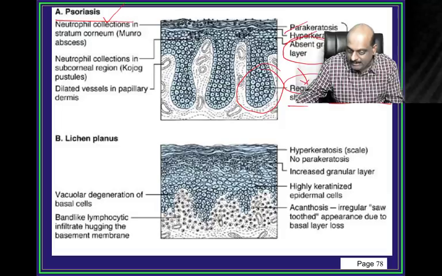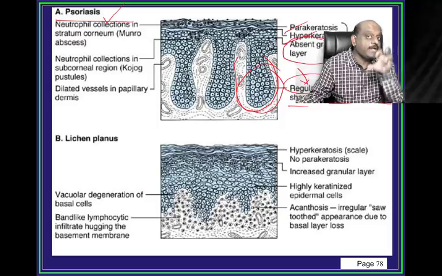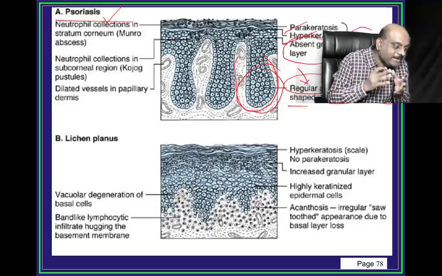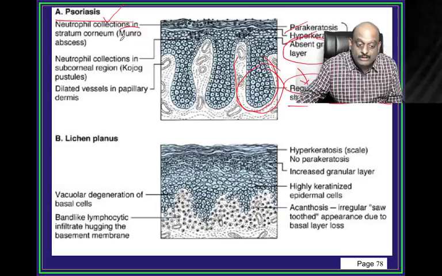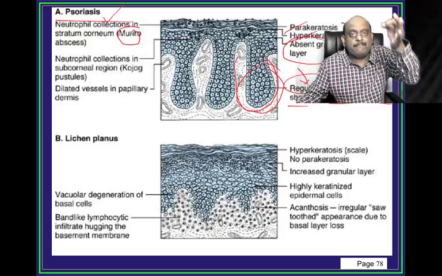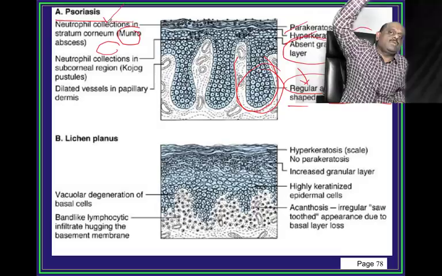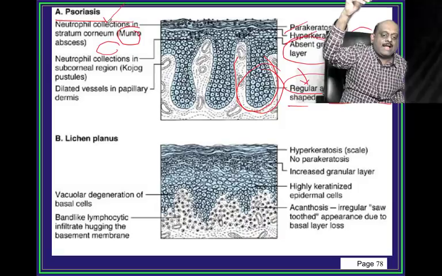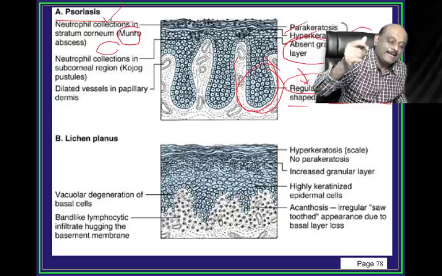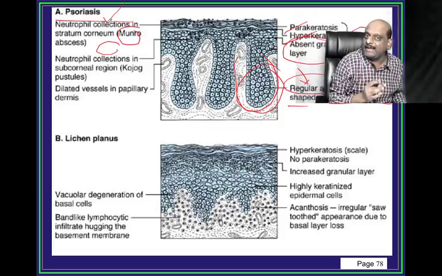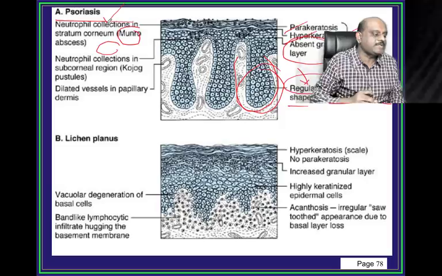Then in psoriasis, in the stratum corneum, you get a lot of neutrophilic collections. This is called Munro's abscess. What is Munro's abscess? Neutrophilic collection, where? Stratum corneum. So three questions are asked by the examiner. What is Munro's abscess? In which layer is Munro's abscess? Stratum corneum. Is it actually an abscess, is it pus? No sir, it is a microscopic finding on histopathology. Neutrophilic collection in the stratum corneum is called Munro's abscess is what you need to remember.